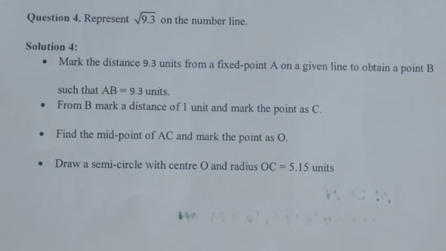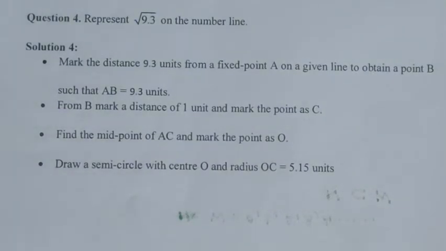Represent root 9.3 on the number line. Let us see the steps first. Mark the distance 9.3 centimeter or units from the fixed point A on the given line and to the point B. That means AB equal to 9.3 units. From B, mark a distance of 1 unit and mark this point as C. Next, find the midpoint of AC and the midpoint is marked as O. Draw a semicircle with the center O and radius OC.